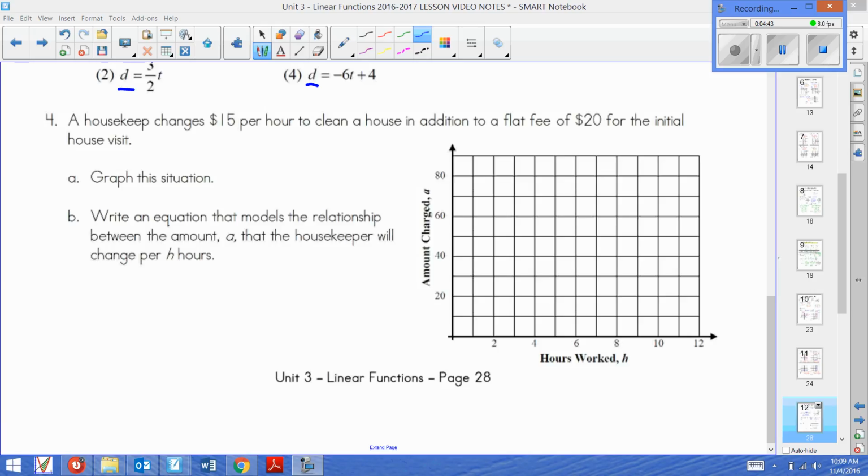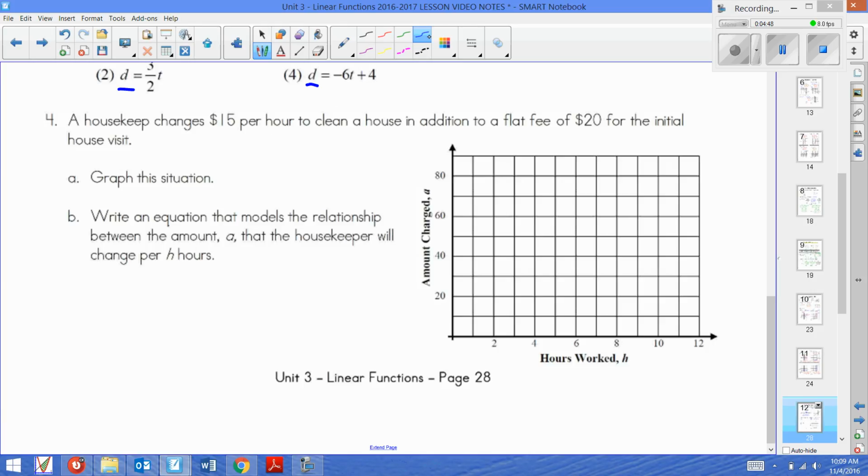In question 4, a housekeeper is charging $15 per hour, so $15 per 1 hour to clean a house, in addition to a flat fee of $20 for the initial house visit. So that means as soon as a housekeeper comes to the house, doesn't even start working, he or she will make $20. That's the initial amount. Since we're graphing this, we know that every hour this is going to increase by $15.